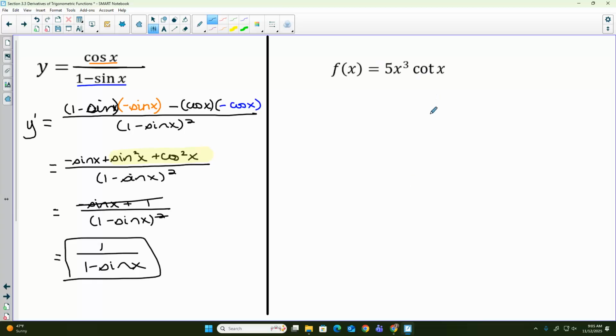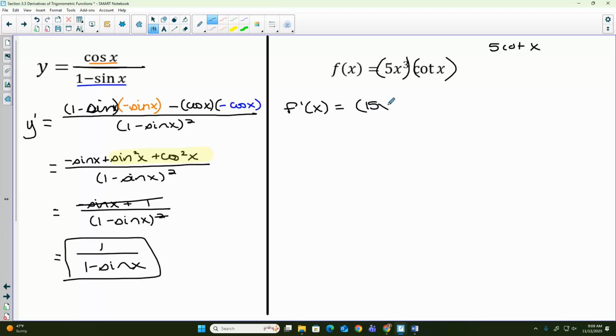Why don't you guys try this one? The product. Product rule. We have 2 things being multiplied. Yeah, I know it's product because they both have x's. If it were just like a 5 cotangent of x, then I wouldn't have to do the product rule because there's only one x in the product. So, our derivative. Derivative of the first one. What's the derivative of 5x cubed? 15x squared. Times the second.